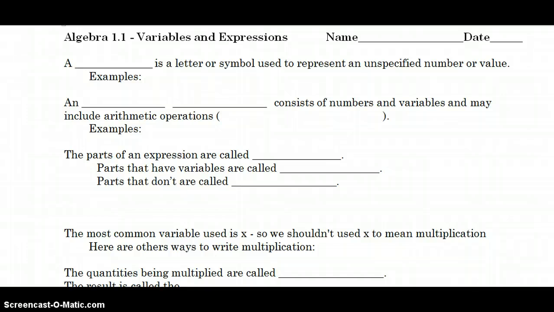We defined algebra in class as the branch of math that uses letters. So let's talk about those letters. Their formal word or definition is a variable. A variable is a letter or symbol used to represent an unspecified or unknown number. So the number that we don't know, we're going to represent that with a letter called a variable.